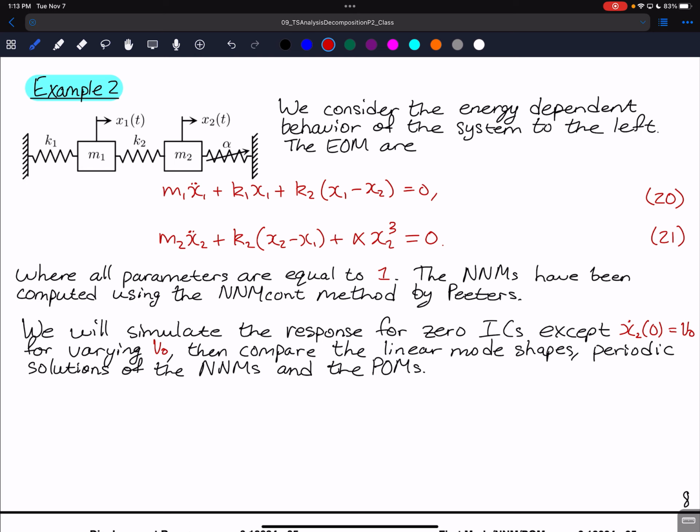Then I've also computed the nonlinear normal modes for this using the method known as NNM cont, which we discussed previously. I think it was in chapter 5. We're not going to look at the frequency energy plot here. I'm just going to take the periodic solutions, or you might call them nonlinear mode shapes if you felt like it. I'm going to use those and compare the NNMs, or the periodic solutions of the NNMs, to the palms, as well as the underlying linear mode shapes. And we're going to do this for varying initial velocity applied to that second mass.